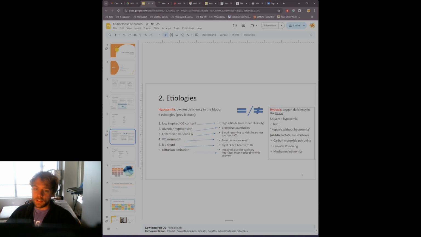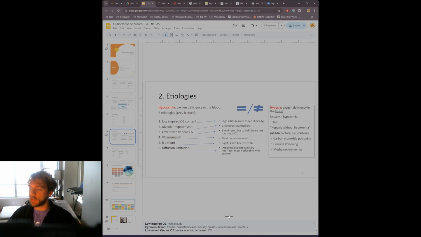Talking about etiologies, one way you can think through shortness of breath is through 6 different etiologies, for hypoxemia, oxygen deficiency in the blood. We'll go over each one. So you can have low inspired O2 content, which is rare to see. You might see this in high altitude settings. So you probably won't encounter that unless someone literally just came back from some kind of trip.